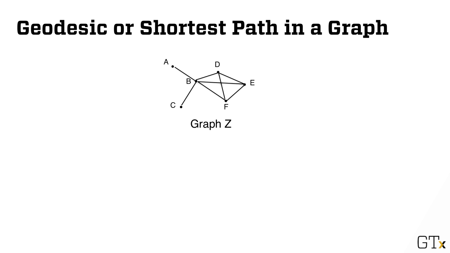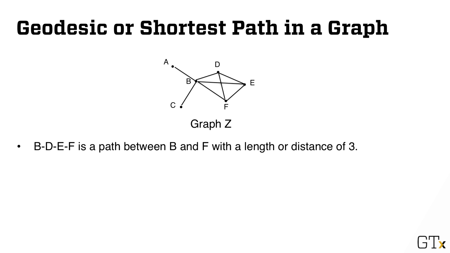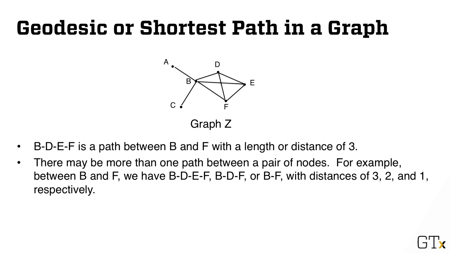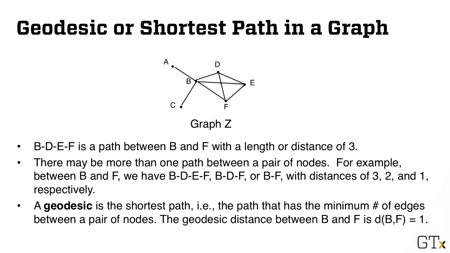There is this other concept of shortest paths in a graph, which you are actually going to see later on in some metrics. So, B, D, E, F is a path between B and F, and this has a length or distance of 3, and there may be many paths between a pair of nodes. For example, between B and F we have seen B, D, E, F. There is also B to D to F and directly the link from B to F. So, these 3 paths have respective distances of 3, 2 and 1, and we pick from these 3 the shortest one and name it a geodesic.